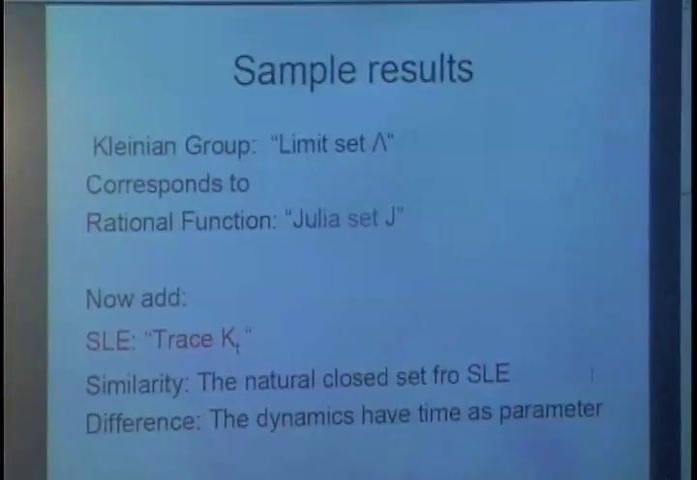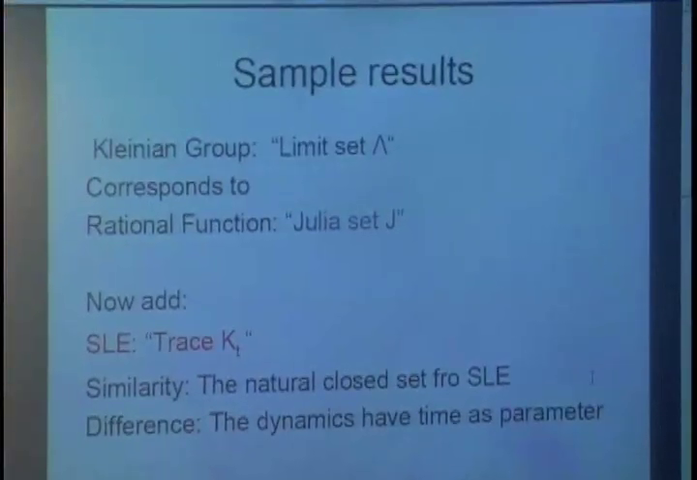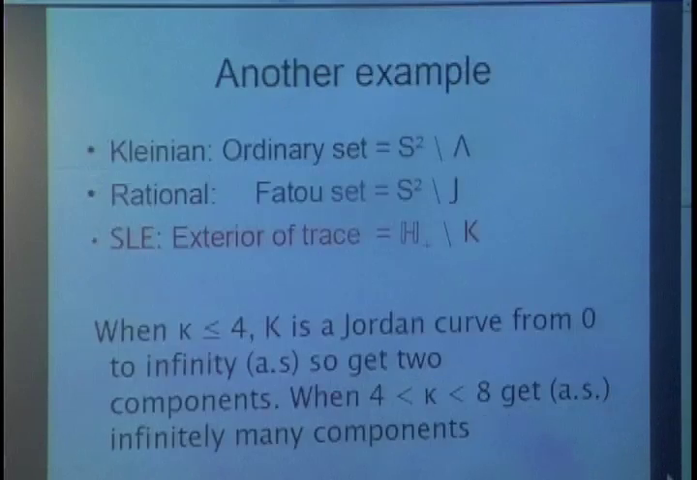Okay, so just to go back here again, in the Kleinian group we have limit sets, and that corresponds to the rational function Julia set, and now we add the trace. So the trace is just the name for this curve, and it's called K sub t. You can let t go to infinity also, here. And again, the slight difference in the dictionary entries here is that for SLE, the dynamics have time as a parameter.